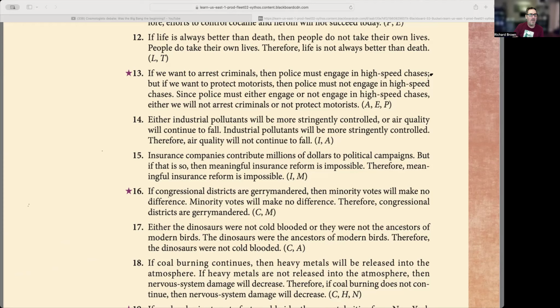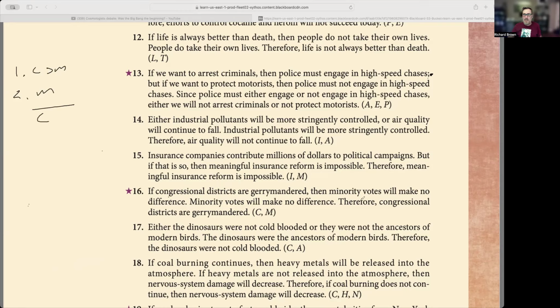Okay, so number 16, two propositional letters. It says if congressional districts are gerrymandered, then minority voters will make no difference. So that's C horseshoe M. And minority votes will make no difference. That's M. And therefore congressional districts get gerrymandered.